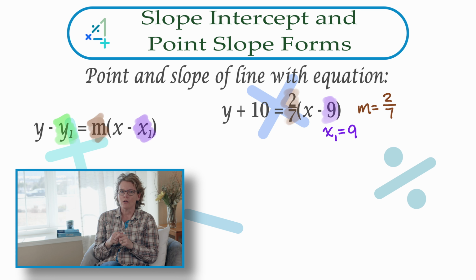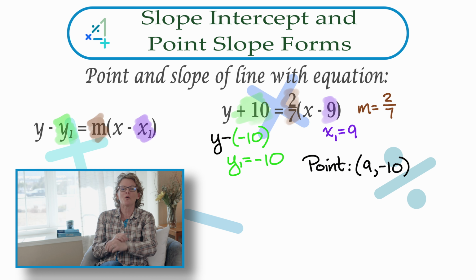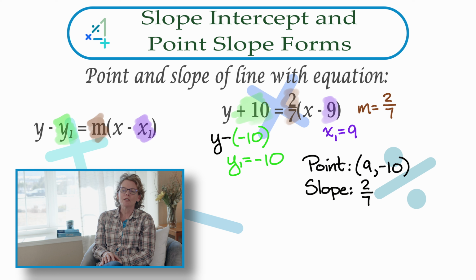Now for the y1, we're so close. We need y minus a number, and we have a plus 10. To get it to fit into my formula, I need it to be y minus parentheses negative 10, for a y1 of negative 10. A point from this formula is 9, negative 10, and the slope is 2/7. We could go into all the math, but we just need to remember to change the sign of the y1 and the x1.